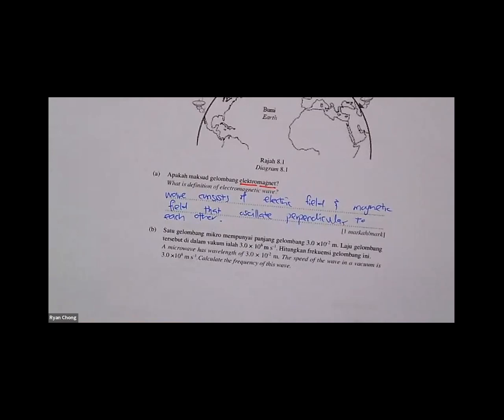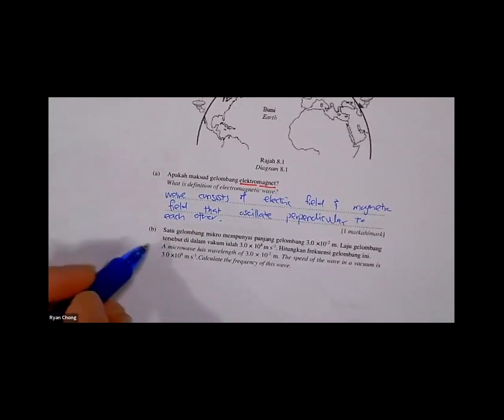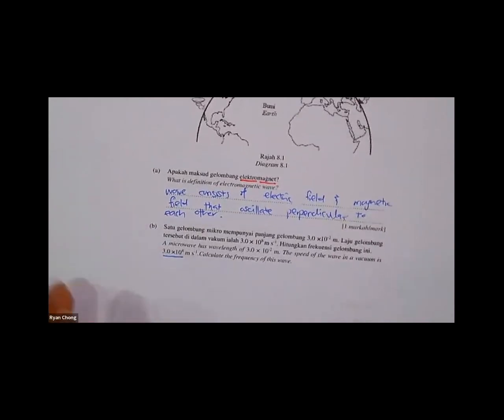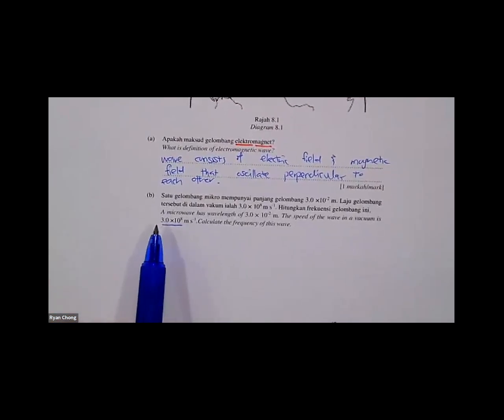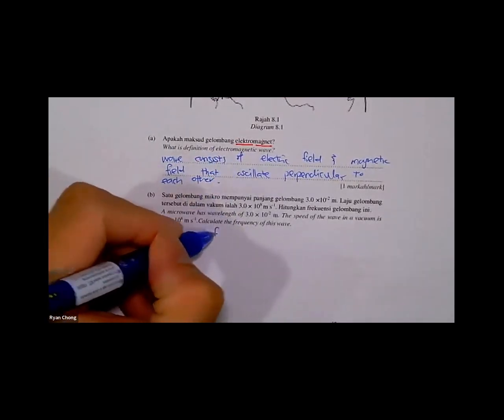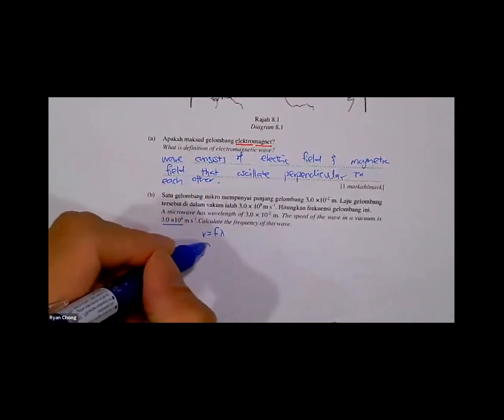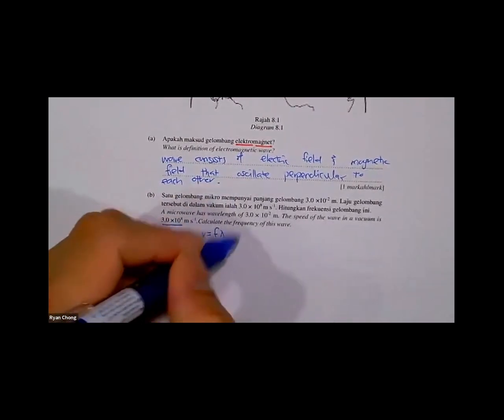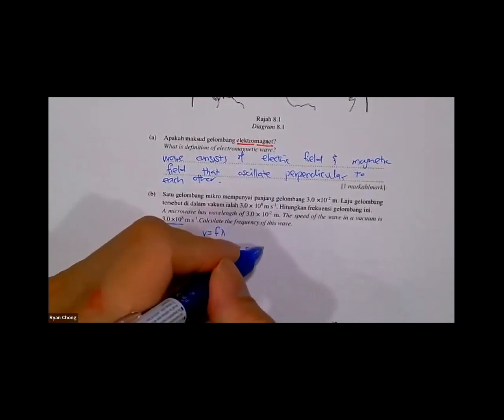Next one. Microwave has a wavelength of this one. The speed: for electromagnetic waves, they all travel with this speed. So remember, all of the electromagnetic waves travel with 3 times 10 to the power 8 meter per second. So if you want to do any calculation, remember, this is the speed of all electromagnetic waves. So v equals f lambda, 3 times 10 to the power of 8 equals frequency, wavelength 3.0 times 10 to the power of negative 2.